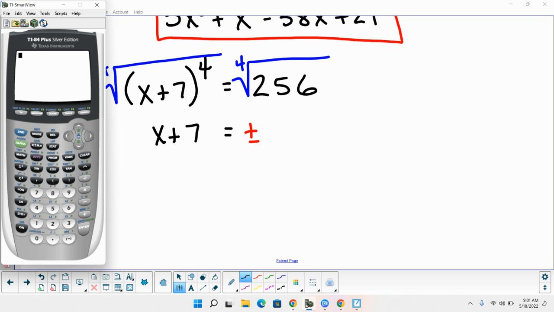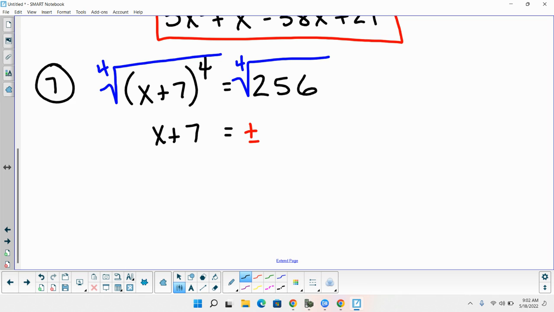Okay, let's go to our calculator. I'll show you how to do that. Get the number 4 because it's 4th root, and then go to math, and it's number 5 where that x is in front of the radical sign, and then put your 256 in there. So what's that? 4, right? If you want to do a factor tree, you can, but you don't have to.